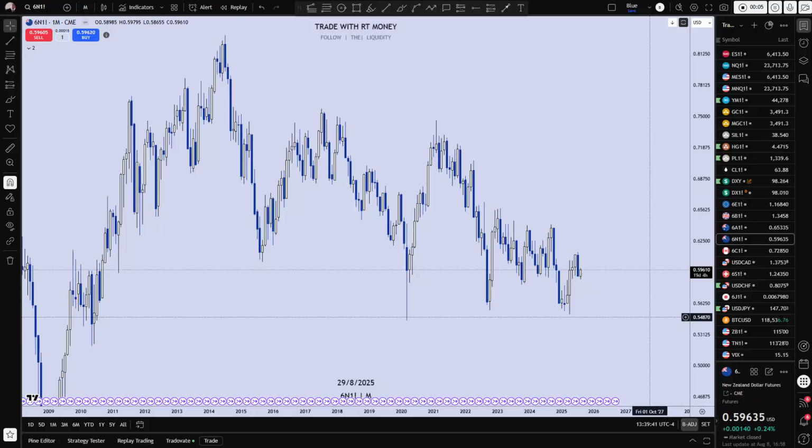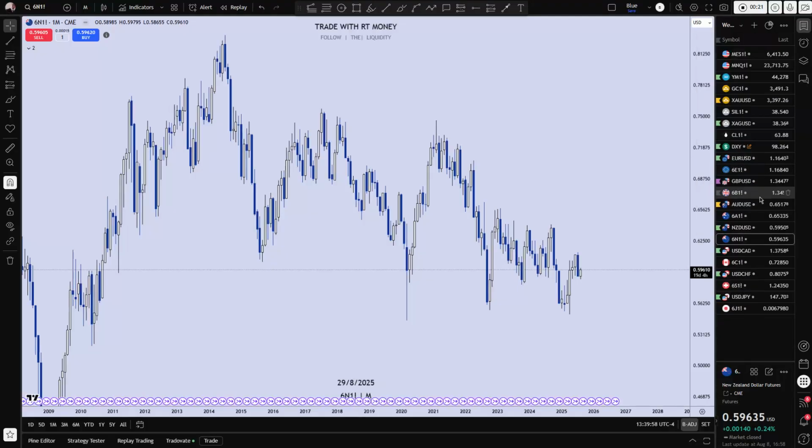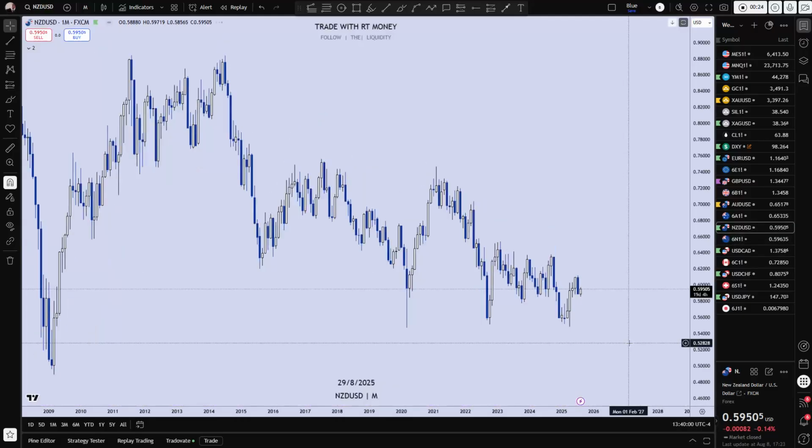We're looking at the New Zealand dollar USD. I know I have on the screen New Zealand dollar futures. That's what I trade. But for the purposes of analysis, I'm going to mark up the New Zealand dollar USD chart for everybody else. That is a FXCM broker there.